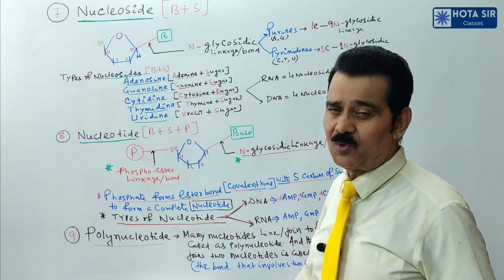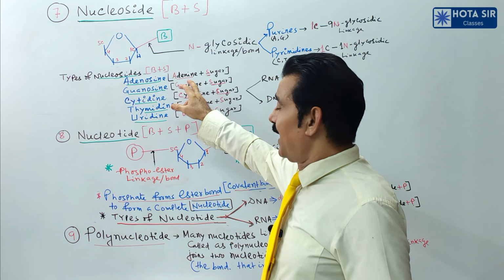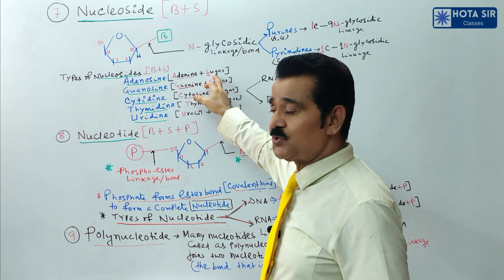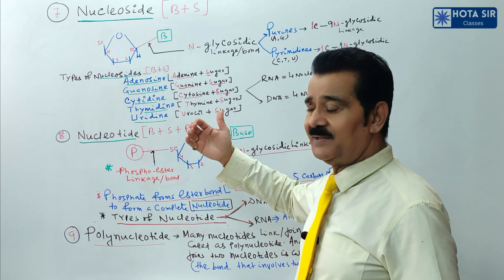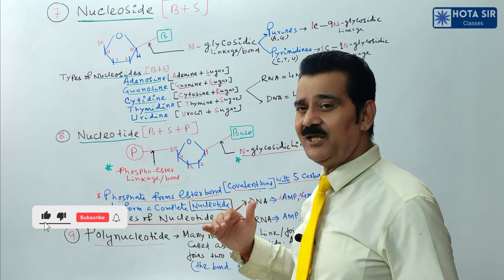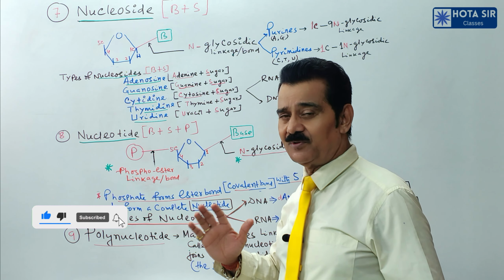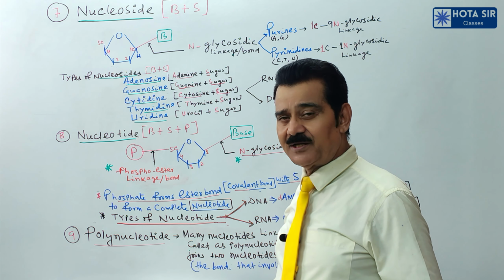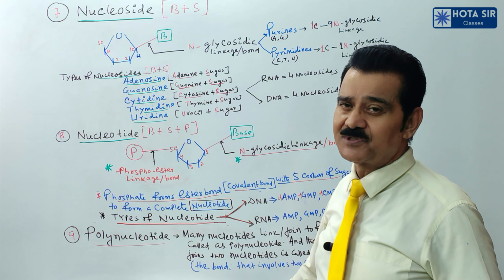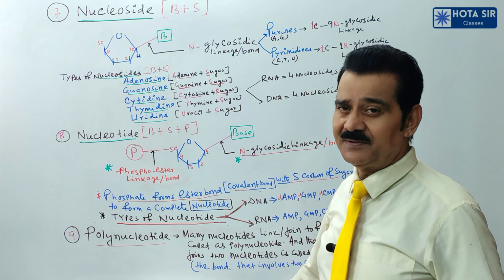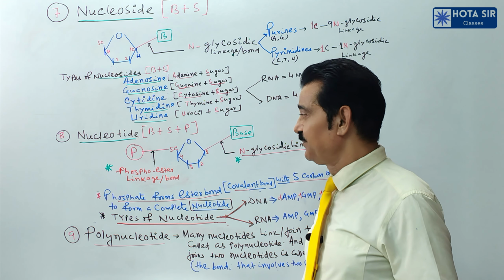So the total number of nucleosides will be 8, 4 of DNA and 4 of RNA. Have a look towards this. If adenine base is attached with sugar, then the nucleoside is called adenosine. Similarly, guanosine, cytidine, thymidine and uridine. These are the types of nucleosides. Clear? So total number of nucleosides will be 8, 4 of DNA and 4 of RNA.